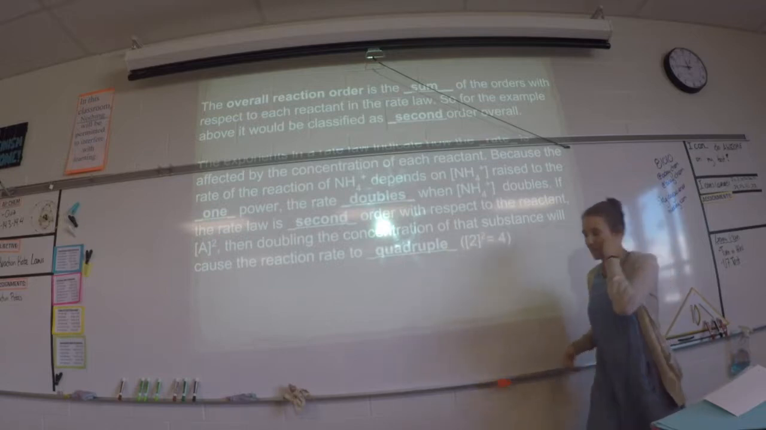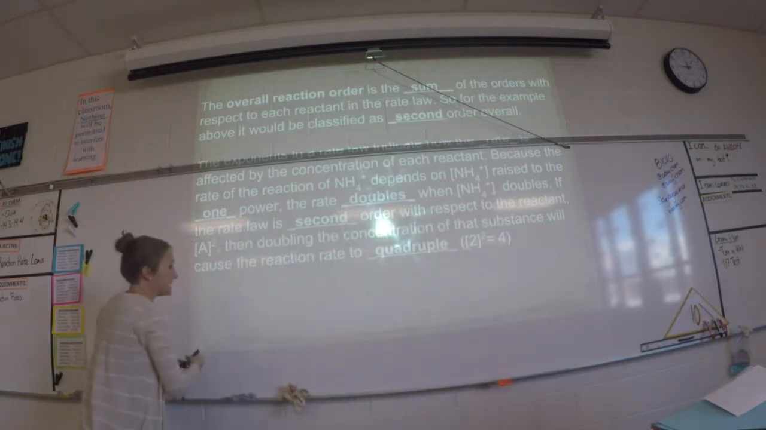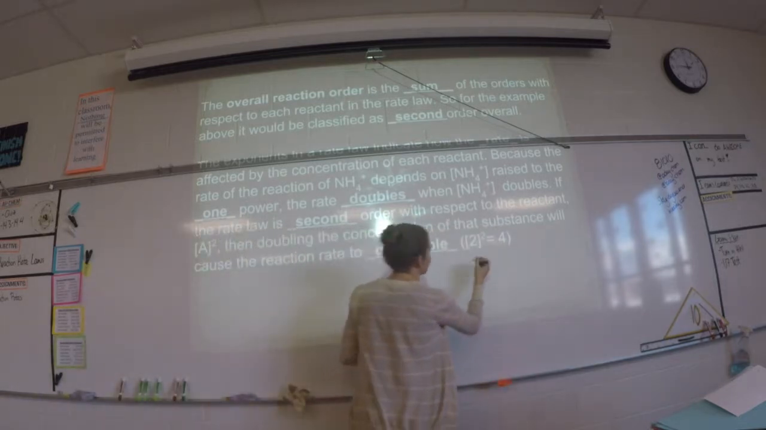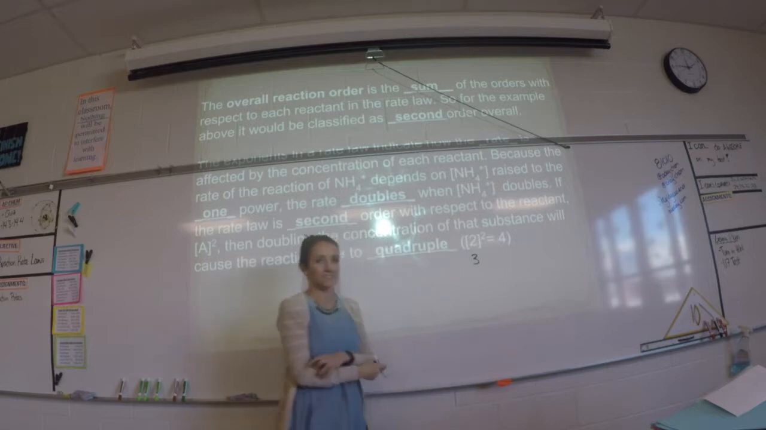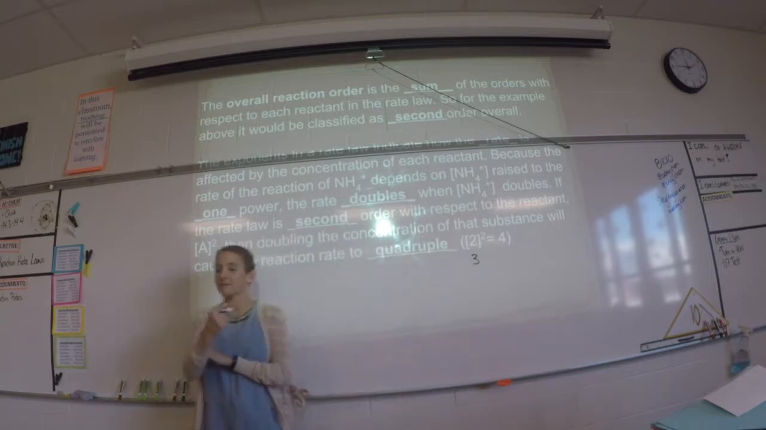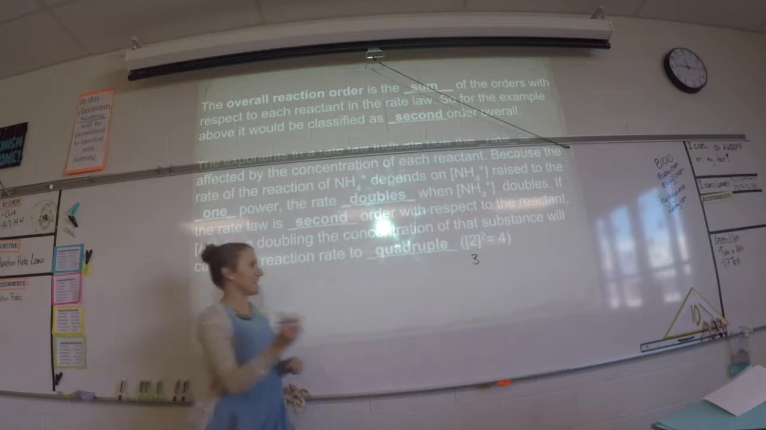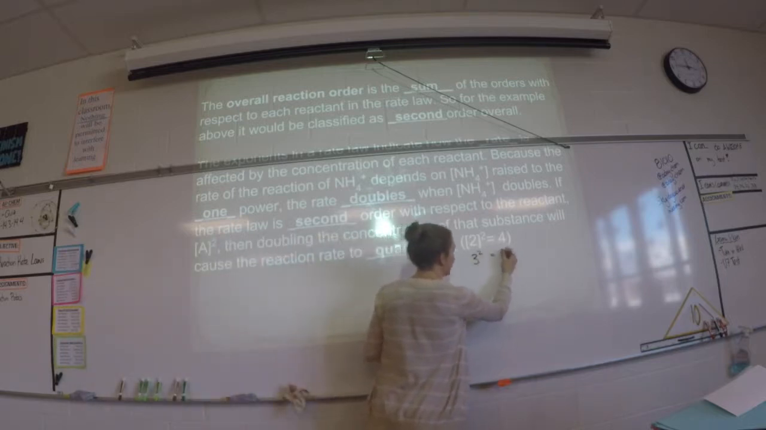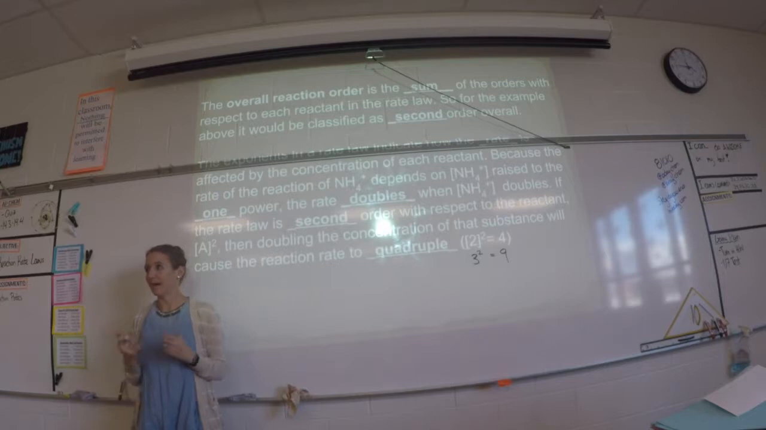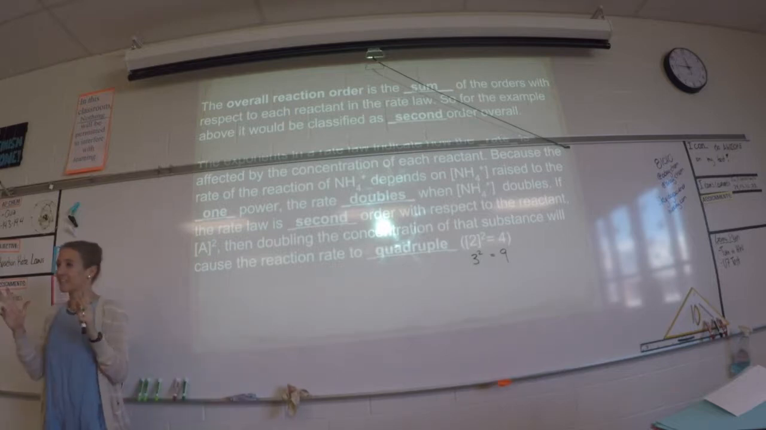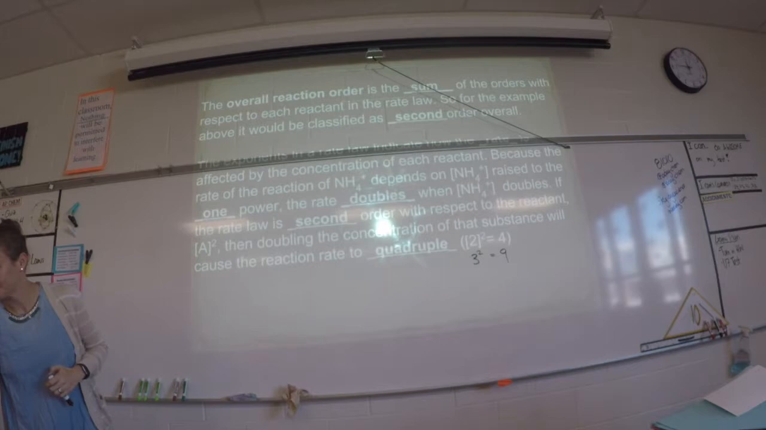Now you have to think carefully here. What if in my data, let's say I tripled my concentration. What would happen to my rate if it was second order? Yeah, because keep in mind that we're squaring, so it would go up by 9. Ninefold. Okay, so just recognize that relationship here.